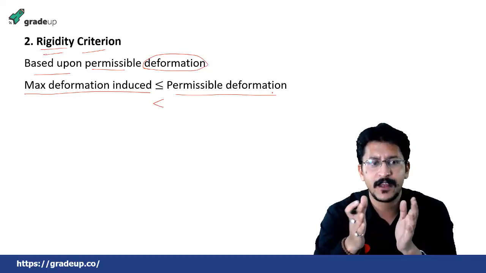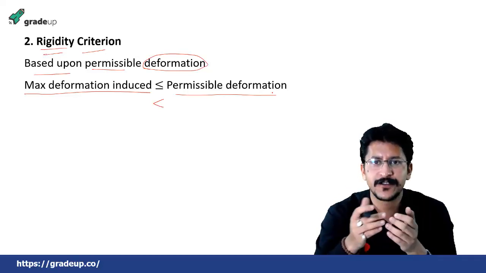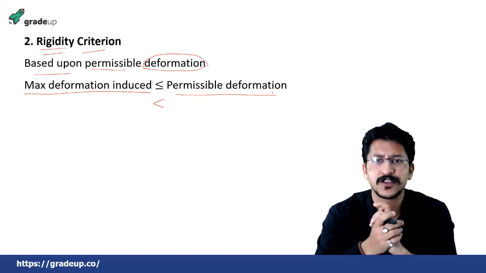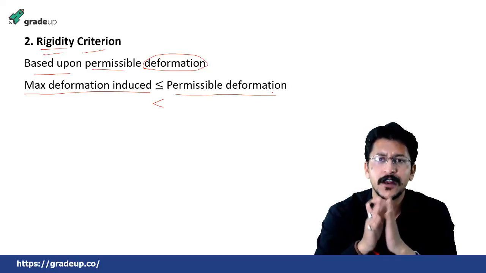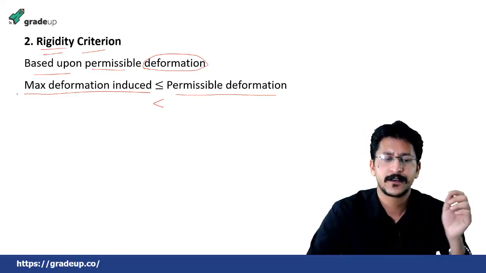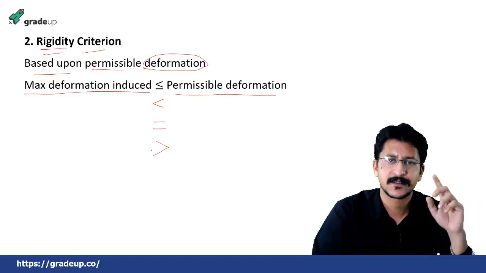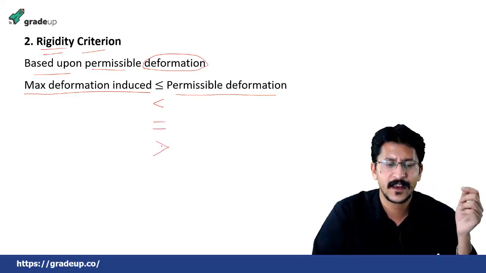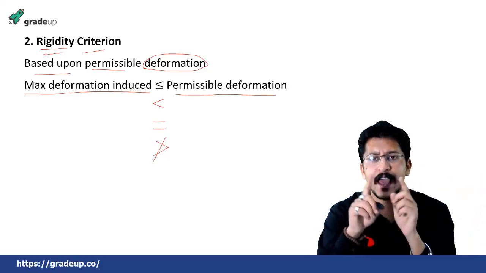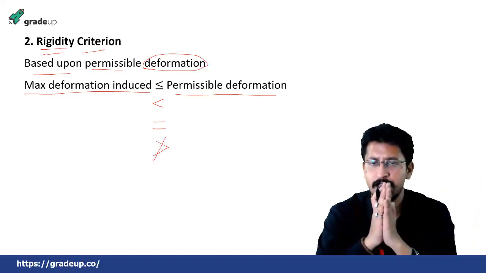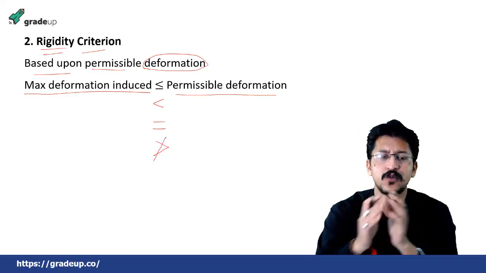If the induced deformation within the system goes beyond the permissible deformation, then failure or even fracture may occur. Its limiting value can be equal, but similarly to the strength criterion, it must never be greater than the permissible deformation. So these are the two criteria you need to remember.